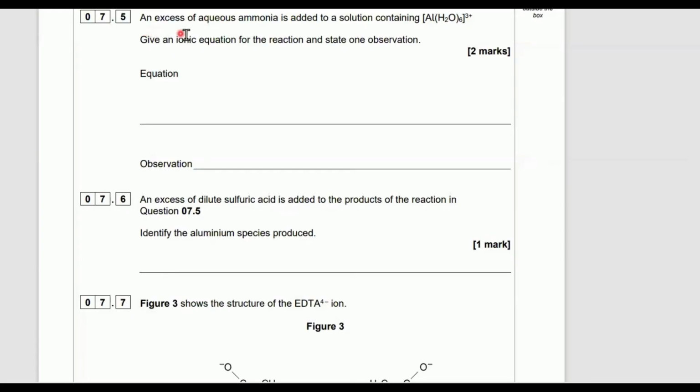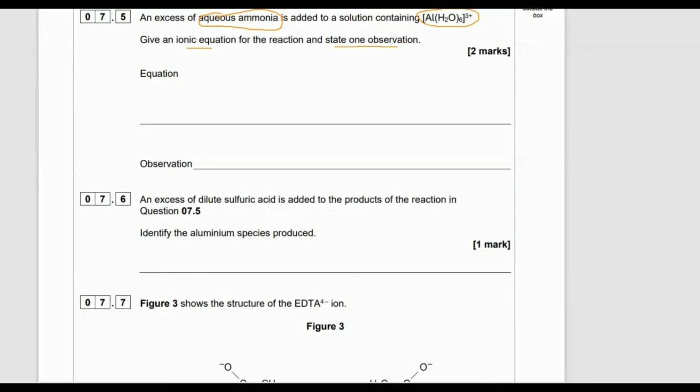7.5. An excess of aqueous ammonia is added to a solution containing Al(H2O)6 3+. Give an ionic equation for the reaction and state one observation. So again, we're being told everything we need to know here. So have a little look. They're telling us we've got aqueous ammonia and it's added to this solution. Give an ionic equation for the reaction and say an observation.